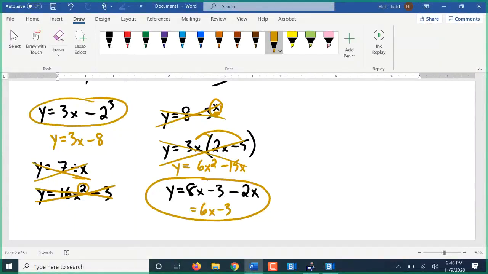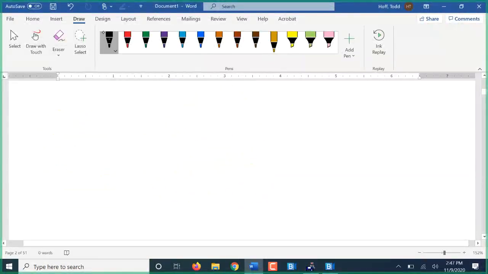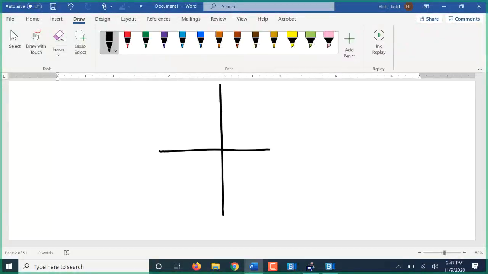Now, I could throw a bunch more examples up here, but I think you guys get the point. As long as we don't have any powers on the variables other than just the normal 1, 3x is 3x to the power of 1. As long as the variable is not a power and we're not dividing by a variable, we're going to form a line on the graph. Once we know that we're going to form a line on the graph, well, then we can take some shortcuts. Let's take a look at what those shortcuts might be.